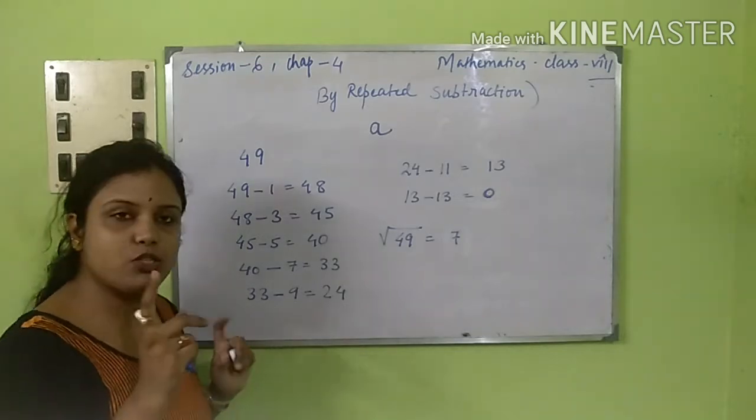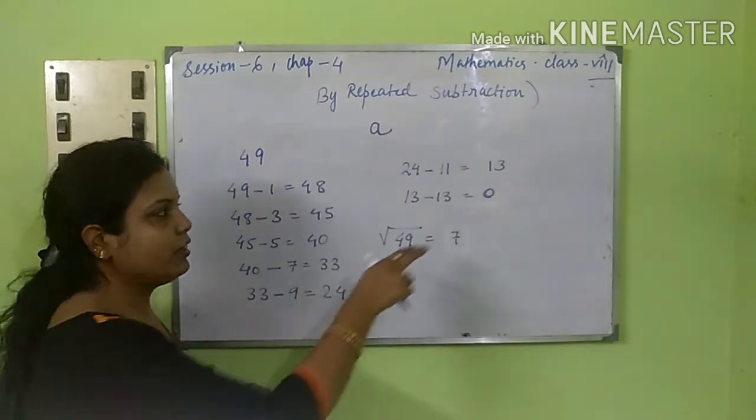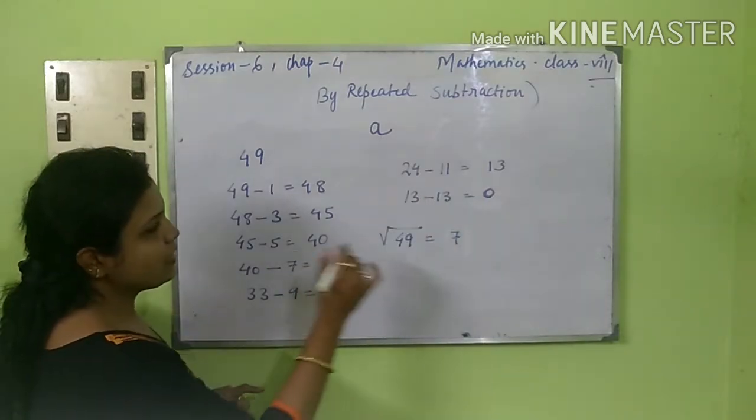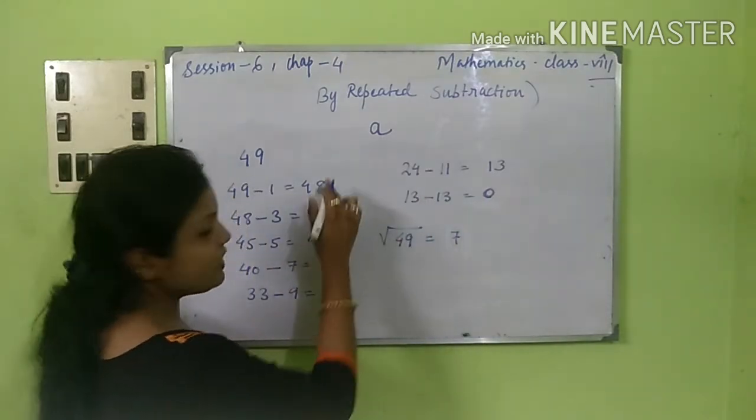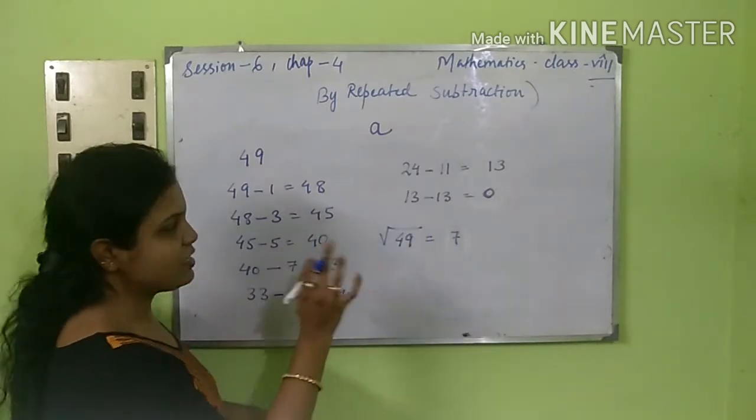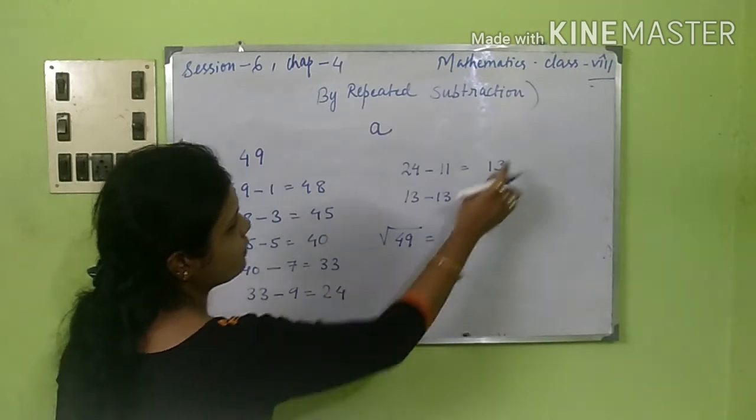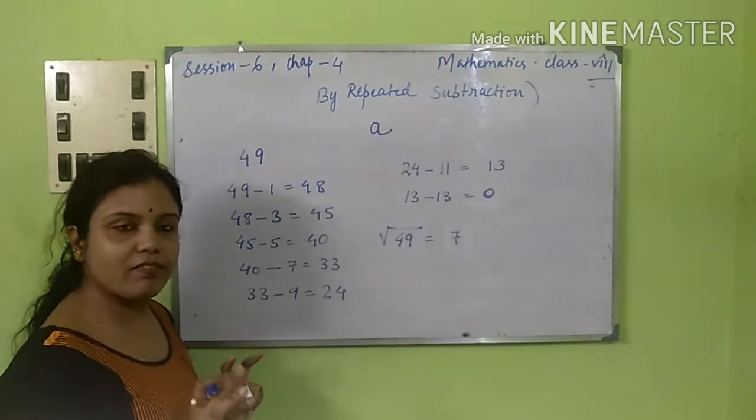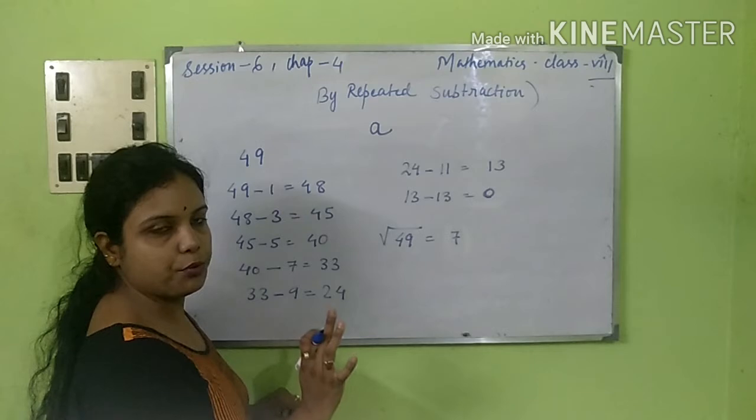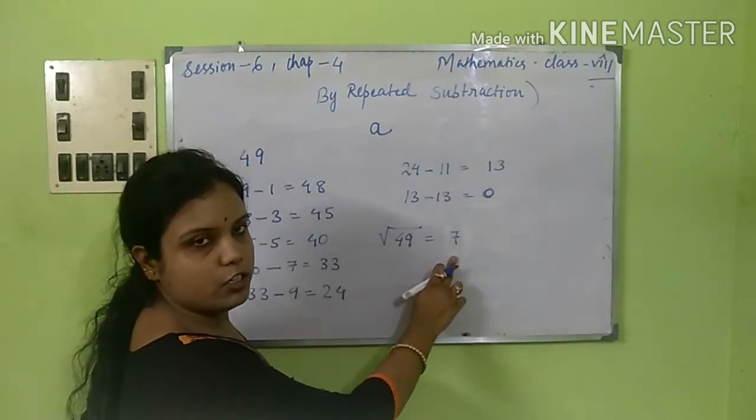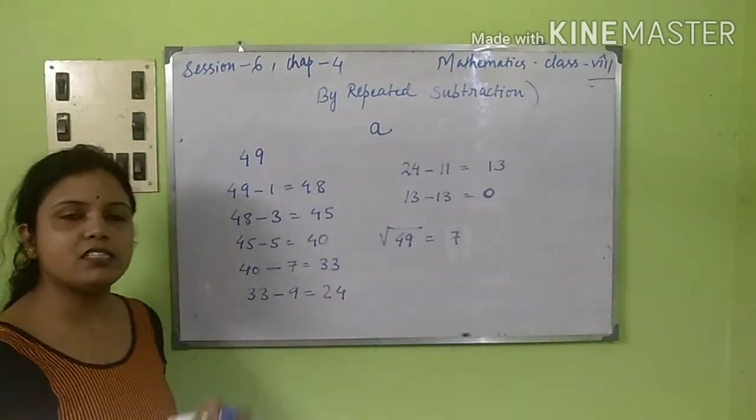I said as soon as we get 0, our process stops. Now after getting 0, you can just count the number of steps by which we have got 0. 1, 2, 3, 4, 5, 6, 7. That means within 7 steps we have got the result as 0. So the square root of 49 we get as 7. That means the square root of 49 is 7.